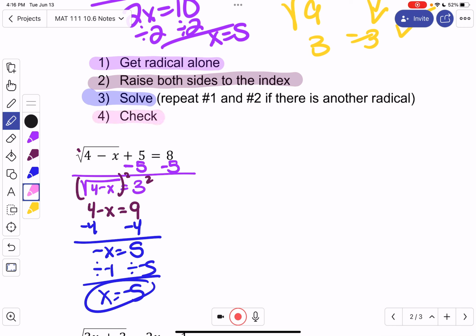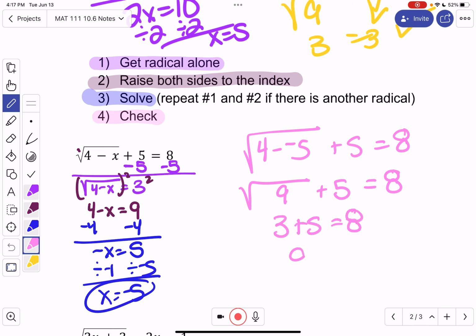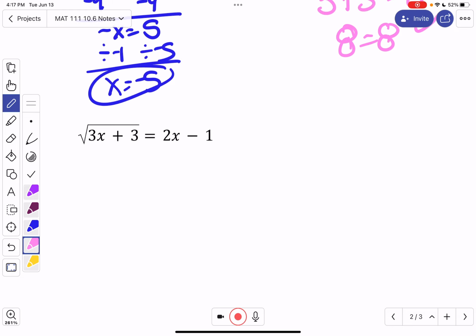Finally, we definitely want to check it. So I'm going to plug that in. Instead of x, I'm going to write negative 5 and then do the math. Minus the negative is plus. So we have 4 minus negative 5 is 9. Square root of 9 is 3. And 3 plus 5 is 8, which equals 8. So that works. All right, let's look at one where there's a binomial.